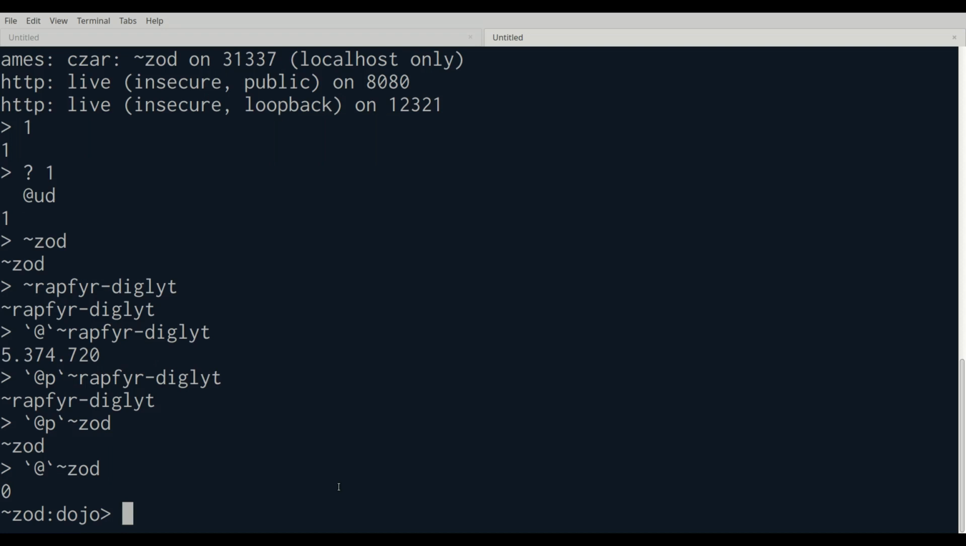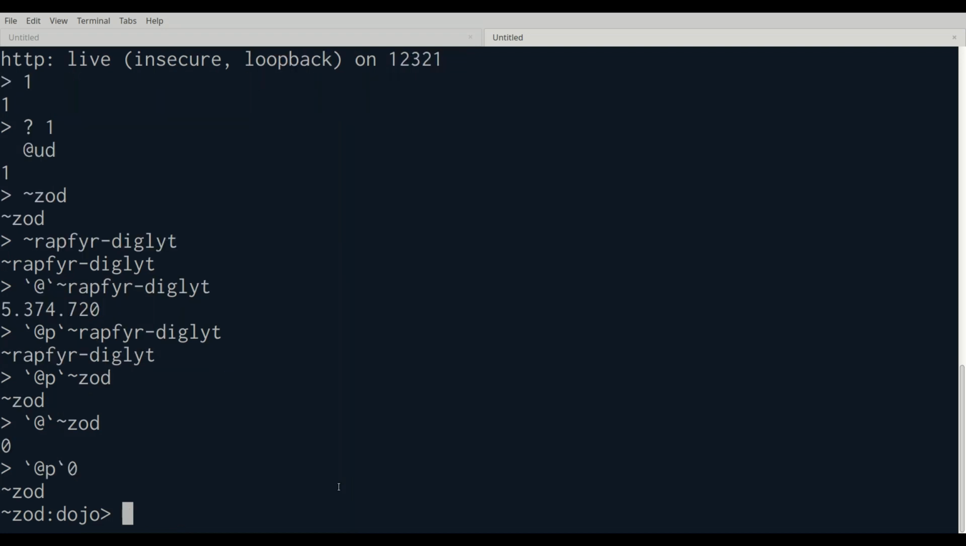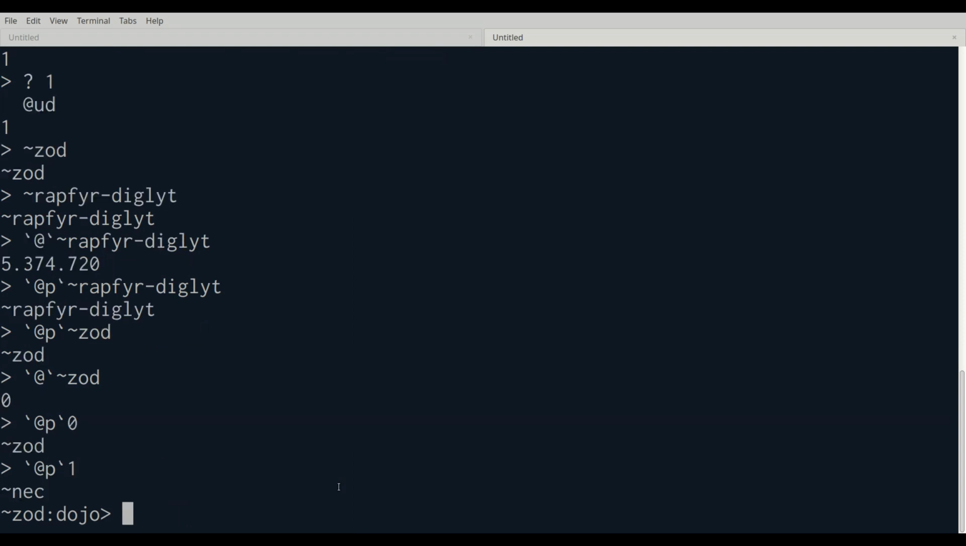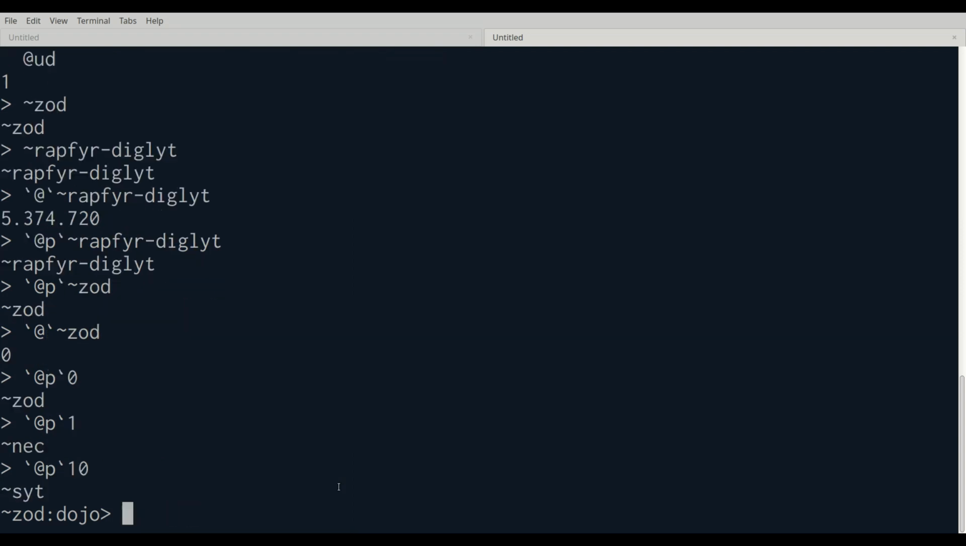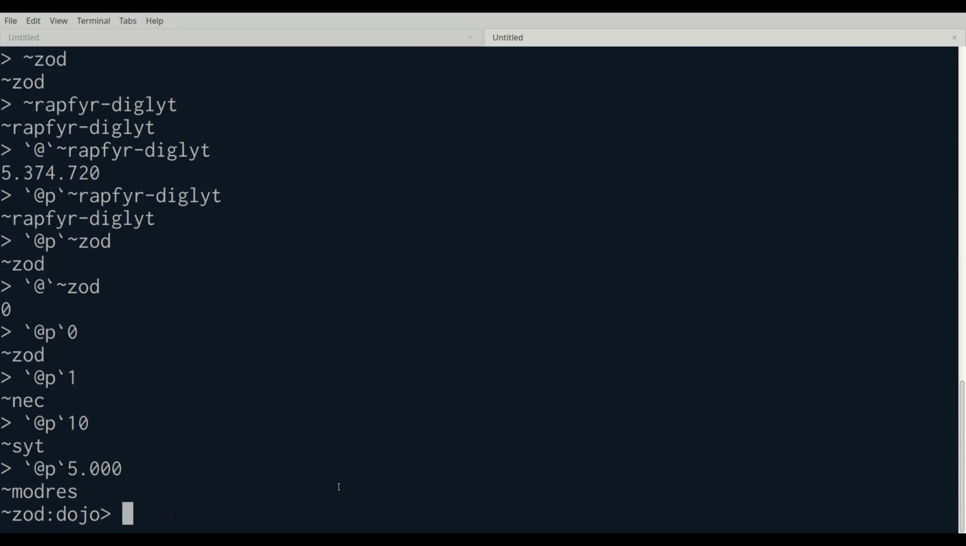So essentially in this case what we're doing is stripping away some type information so that we can interrogate what the underlying data is. If we go ahead and do the opposite here, and we give it 0, and we cast this as a @p, we see that we get ~zod back. If I do 1, we get ~nec. If I do 10, we get ~sit. If I do 5,000, we get ~modres.